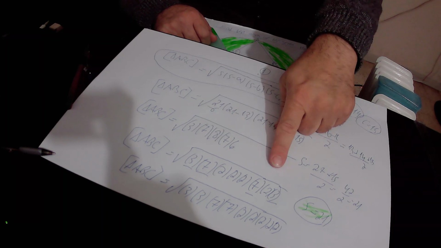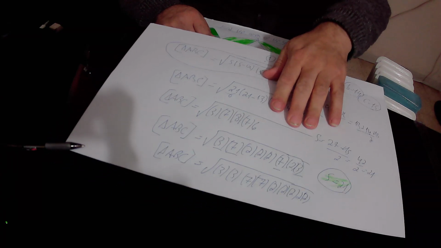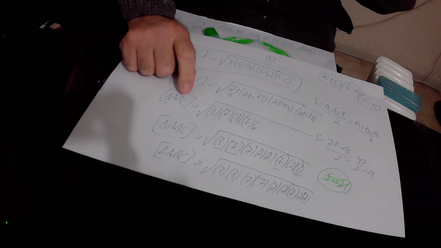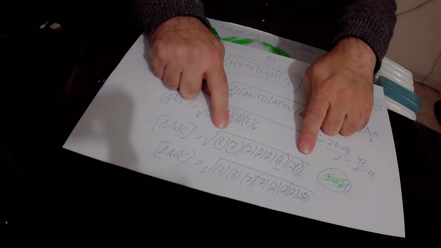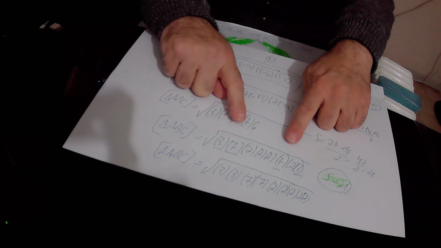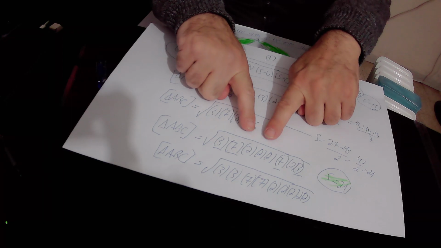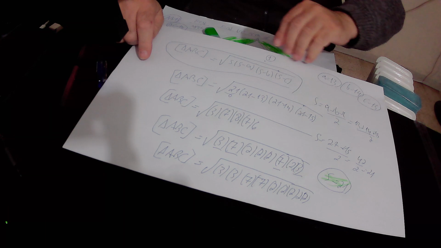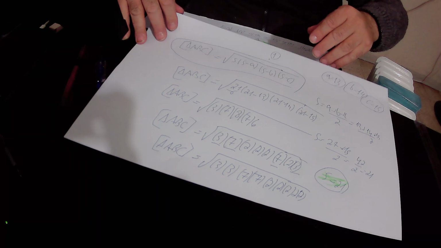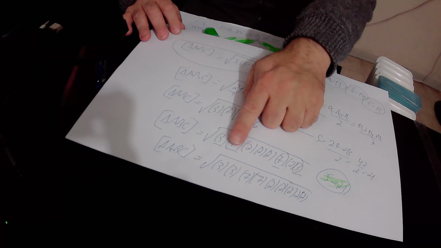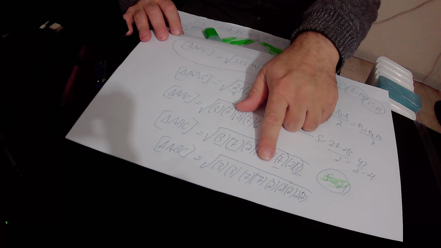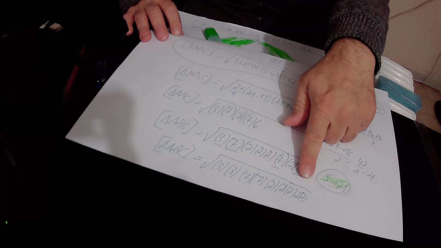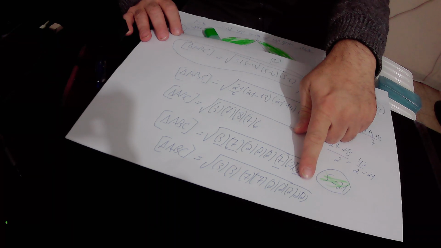In total, we got this expression. So the area of triangle ABC will be equal to the square root of 3 times 3, times the square root of 7 times 7, times the square root of 2 times 2, times the square root of 2 times 2. Okay, and we know that the square root of 3 times 3 is 3, the square root of 7 times 7 is 7, and the square root of 2 times 2 is 2. Again, the square root of 2 times 2 is 2.